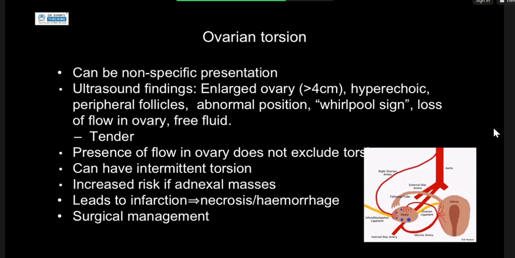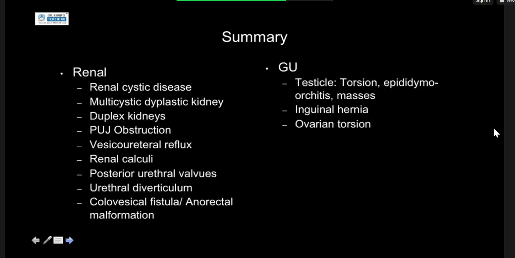And ovarian torsion leads to infarction and causes necrosis and hemorrhage, like we saw in testicular torsion, and surgical management is the definitive management. So in summary, we've covered quite a lot there.